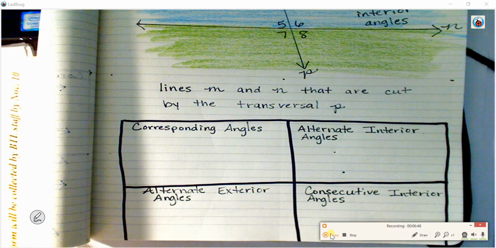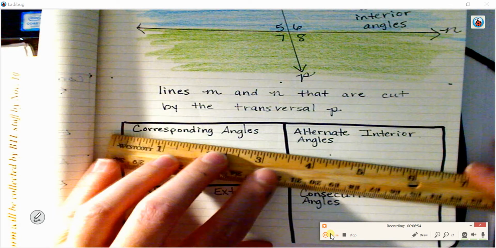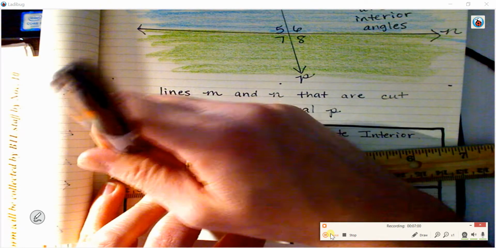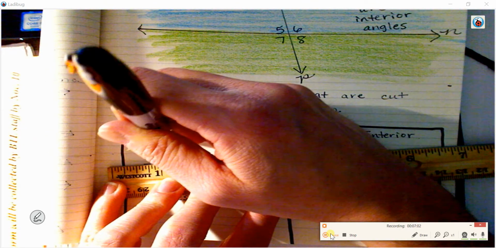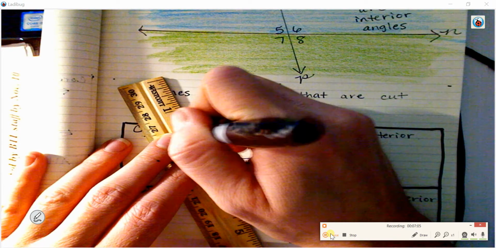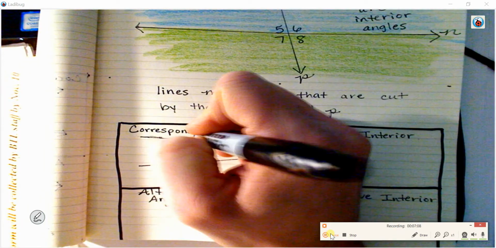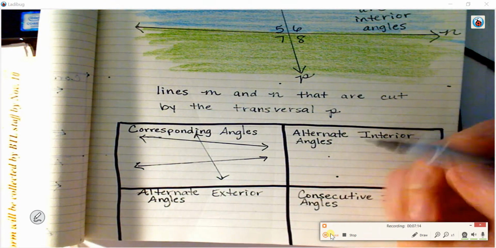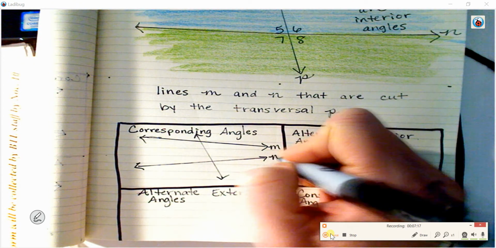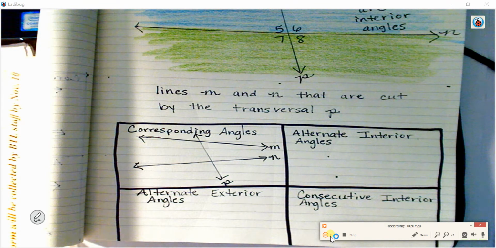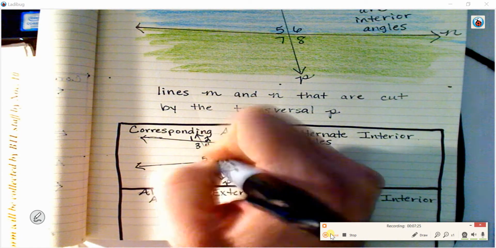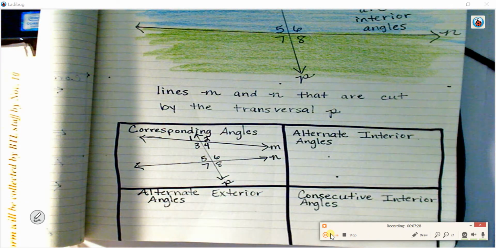Okay, now you want to take your ruler and you want to draw 2 lines cut by a transversal inside every single box. They don't all have to look the exact same way. I'm just going to have 2 lines. Here's 1. Here's 2. And here is the transversal. They're lines, so put arrows on the ends of them to show that they're lines and not line segments. Name them the same way you did up above, lines M and N, and then P the transversal. And then number those angles 1, 2, 3, 4, 5, 6, 7, and 8. And you need to put that in every box.